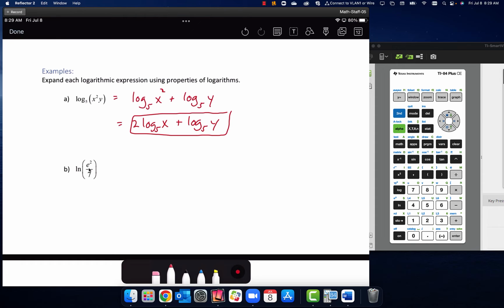In the next example, we have the natural log of e to the 7 divided by 7. First, let's take care of the quotient. When we expand a quotient, we're going to use subtraction. So we have natural log of e to the 7 minus natural log of 7. And now we can take care of the exponent. We can just drop that 7 down and make it a factor: 7 times the natural log of e minus the natural log of 7.